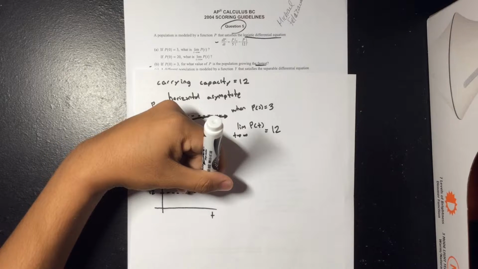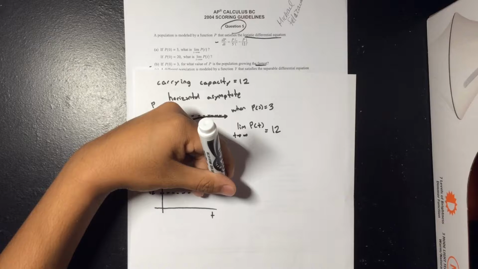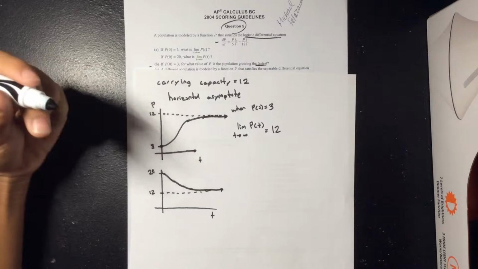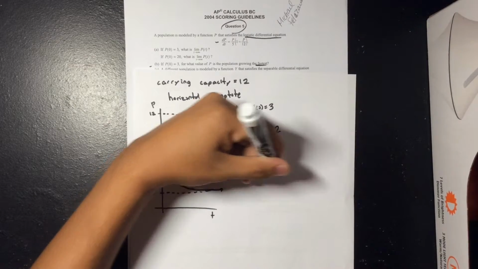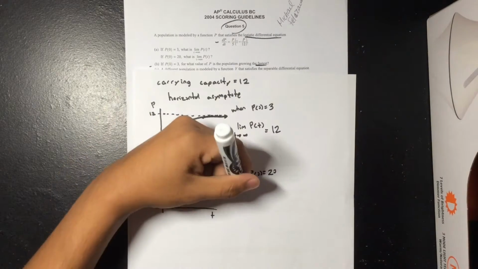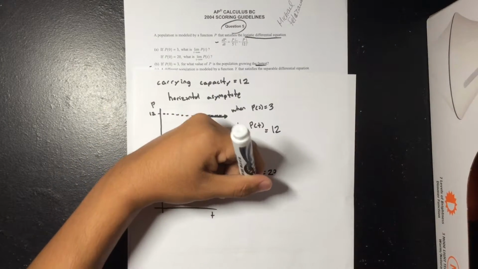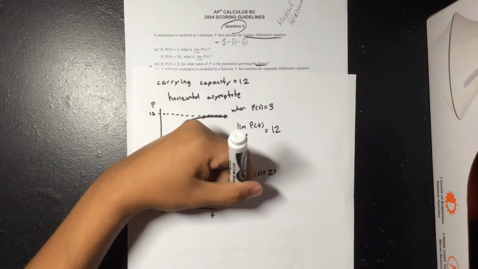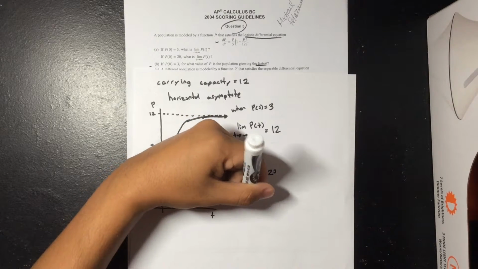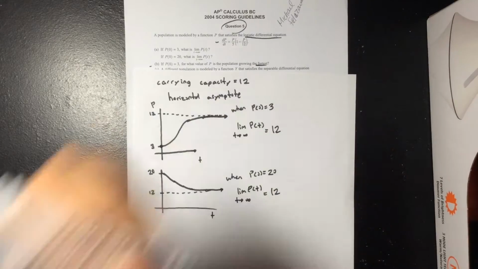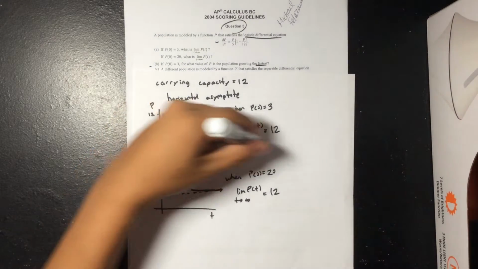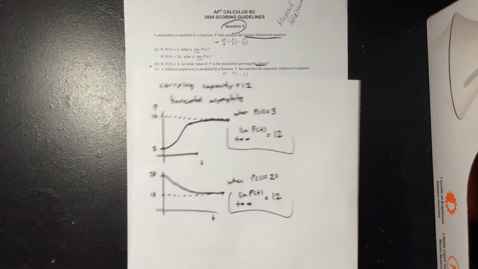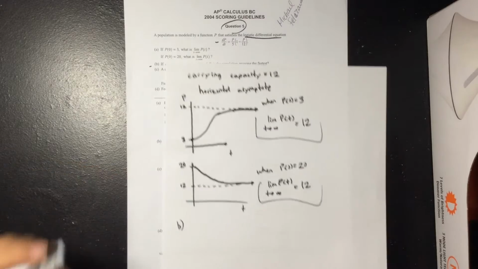And it's going to keep increasing and flattening out at that carrying capacity all the way up to infinity. So when p of 0 equals 20, the limit of p of t as t approaches infinity is also equal to 12. Right? So that is pretty much part A.